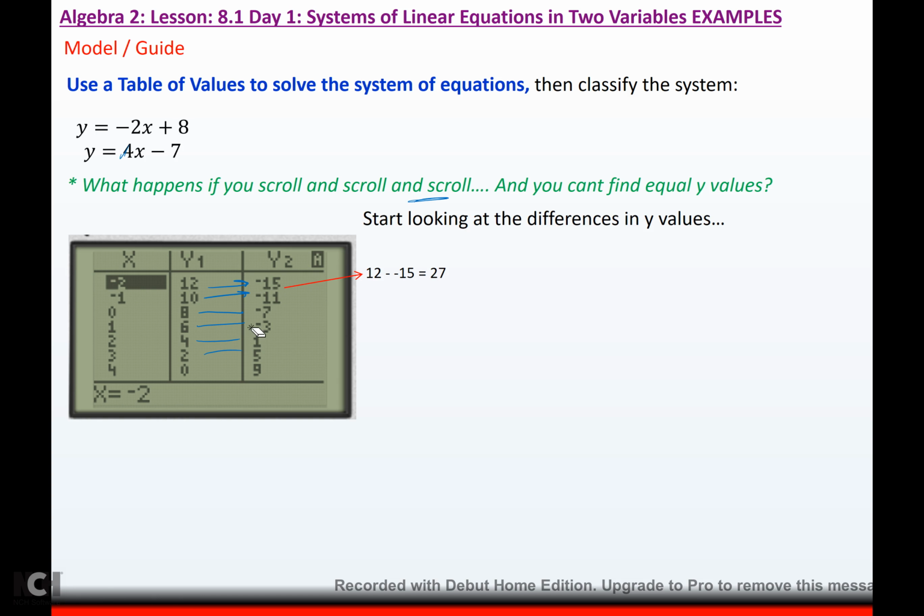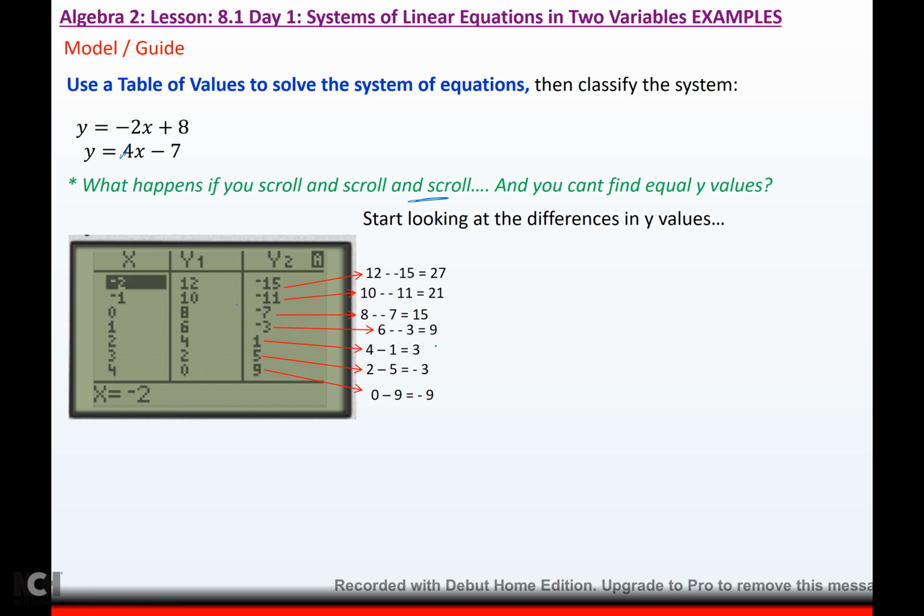if I do 12 minus a negative 15, I get 27. 10 minus a negative 11, I get 21. 8 minus a negative 7, I get 15. 6 minus a negative 3, I get 9. 4 minus 1 is 3. 2 minus 5 is negative 3. 0 minus 9 is negative 9.